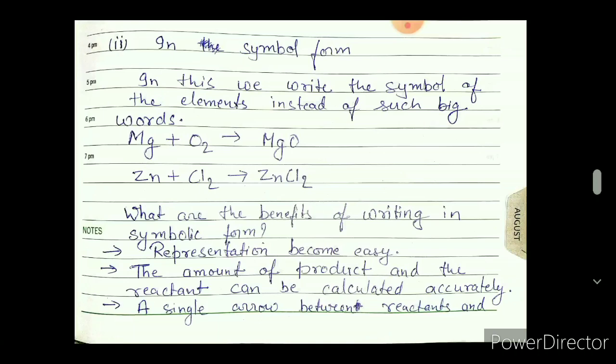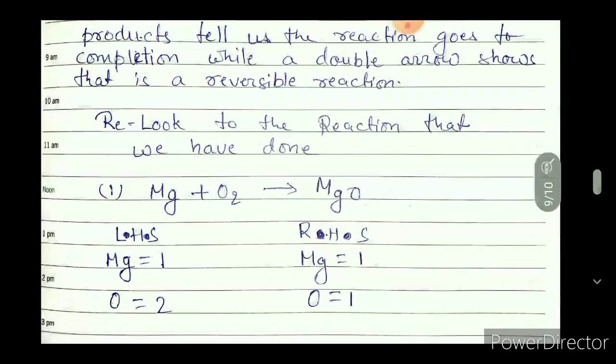The amount of reactants and products can be calculated accurately. The number of reactants involved and the number of results you have got can be easily assessed. Along with that, it saves time. A single arrow between the reactants and the products tells us the reaction goes to completion, while a double arrow shows that it is a reversible reaction. When you see the double arrows, it's a reversible reaction, where you can get the same reactants again when you do the reversion.